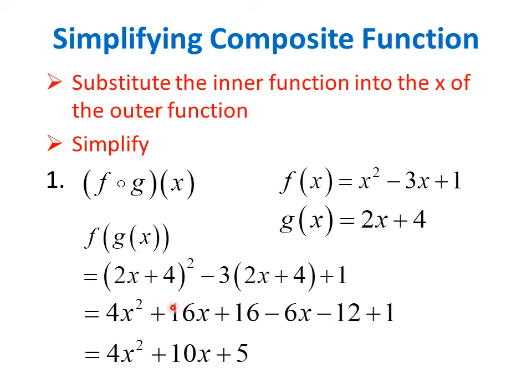Let's simplify further this expression. So we have 4x squared, that is the only term with x squared. Then we have two terms with x, so we have 16x minus 6x, so we get 10x. Next, let's simplify the numbers. So 16 minus 12, that is 4, plus 1, we get 5. Therefore, f of g of x is 4x squared plus 10x plus 5.